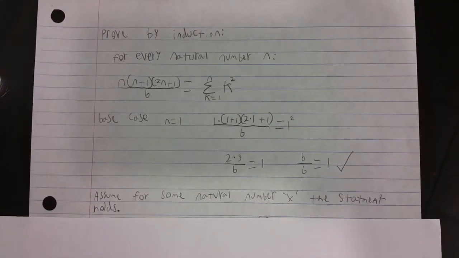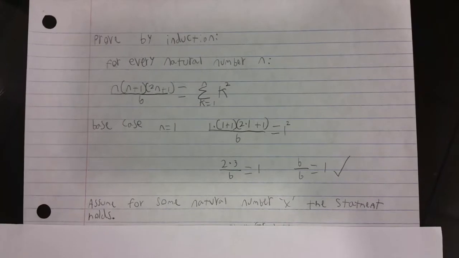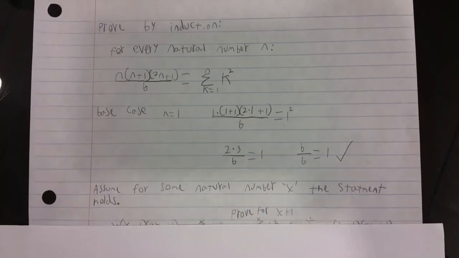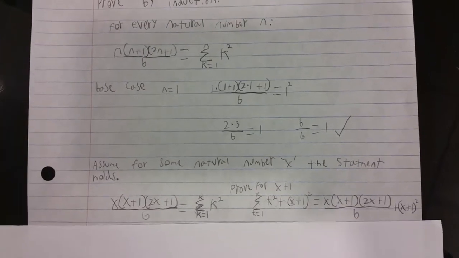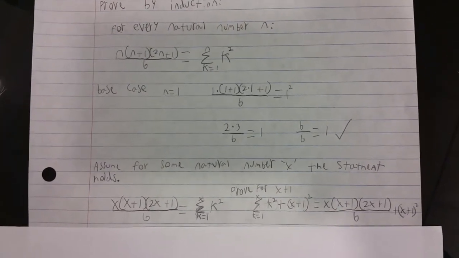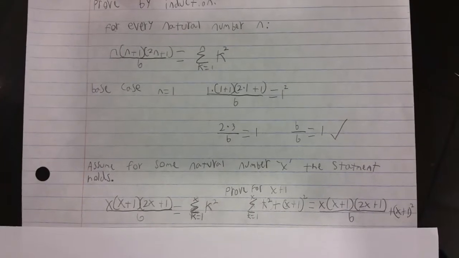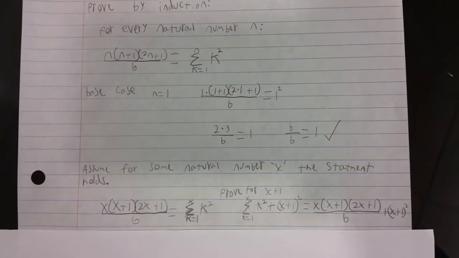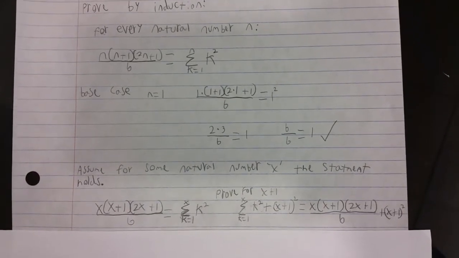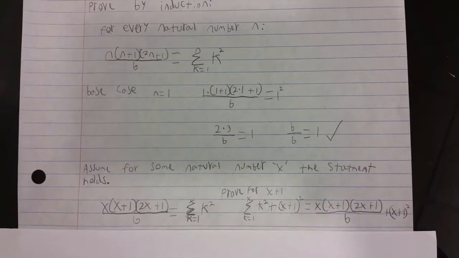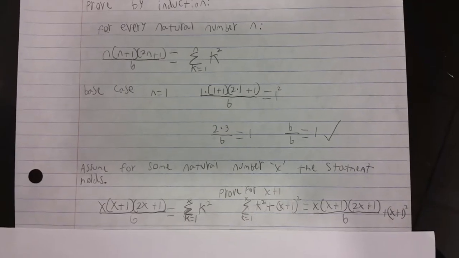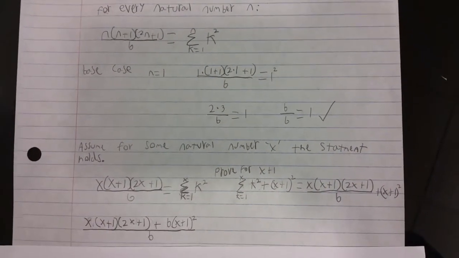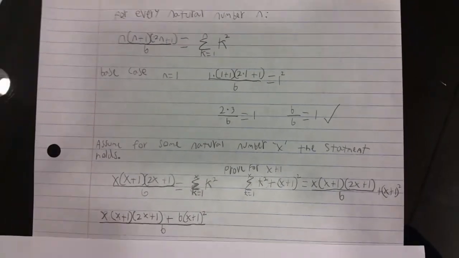Now we have to assume that for some natural number x, the statement above holds true. So we have x times x plus 1 times 2x plus 1 over 6 equals the summation from k equals 1 to x of k squared. Now we have to prove for x plus 1, i.e. the summation of k squared plus x plus 1 squared is equal to x times x plus 1 times 2x plus 1 over 6 plus x plus 1 squared.